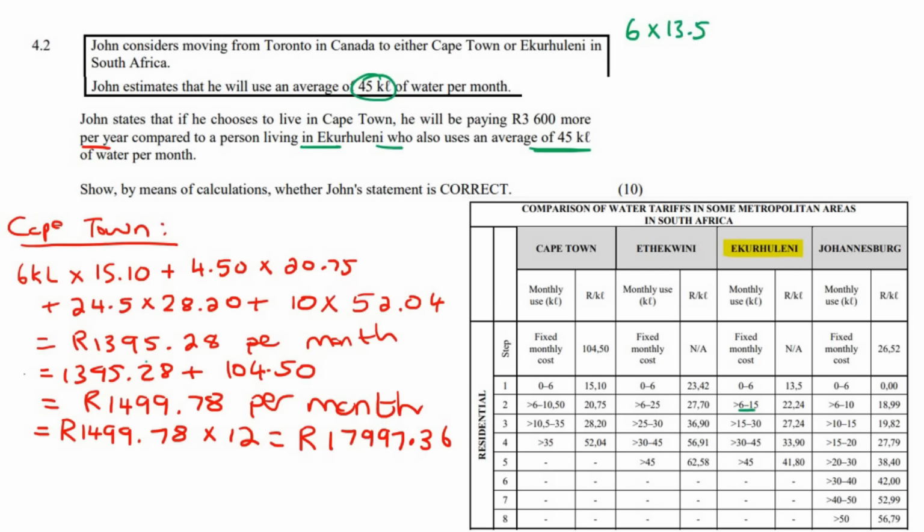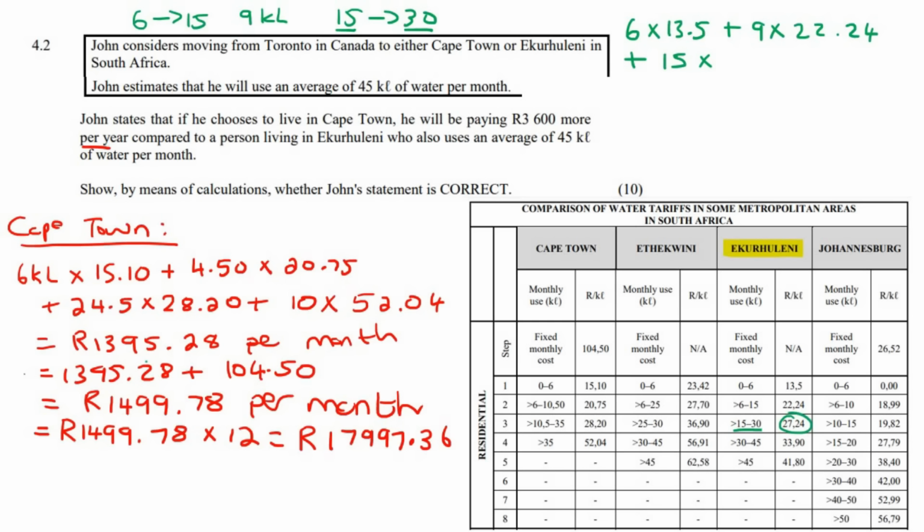Now, the next category goes from 6 all the way to 15. So if you go from 6 all the way to 15, how much water is that? Well, that would be 9 kiloliters, right? So we're going to say plus 9 kiloliters multiplied by 22.24. Okay, and then we say plus. The next category goes from 15 to 30. So how much water is that? Well, that's 15. So you could say 15, and for there you pay 27 rand and 24 cents per kiloliter.